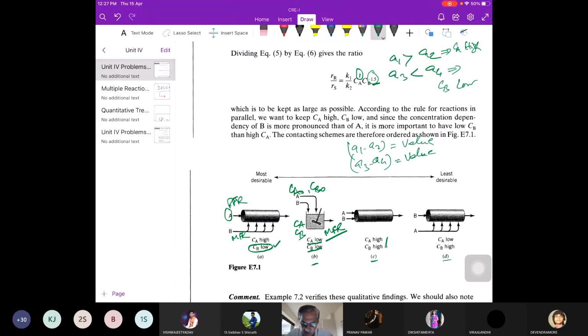D में क्या है? CA high है because this is in mixed flow mode and B is in PFR mode, so this is least desirable because यहाँ पर पूरा उल्टा हो गया. A high चाहिए था, A low हो गया, B low चाहिए था, B high हो गया, so totally undesirable. So that is the order of what you call desirability. A is more desirable than B, is more desirable than C and then D.